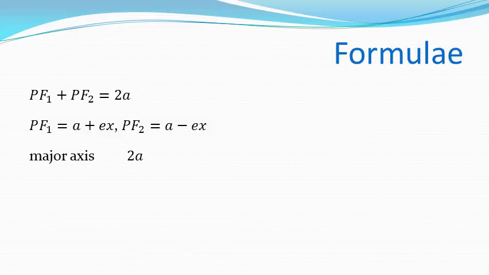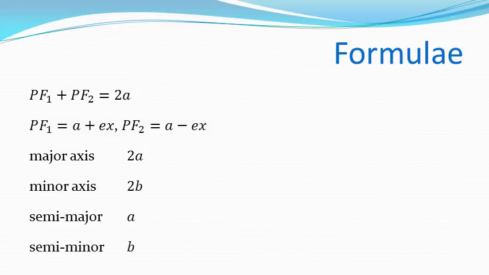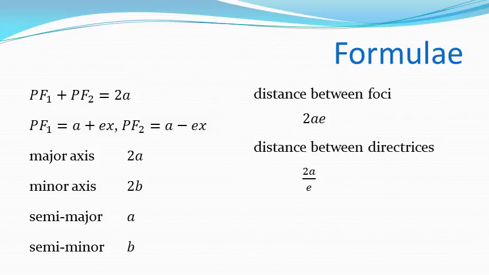The major axis is of length 2a, the minor axis is of length 2b, the semi-major axis is a and the semi-minor axis is b. The distance between the two foci is given by 2 times a times e, and the distance between the two directrices is given by 2a divided by e. The latus rectum length is 2b squared divided by a.